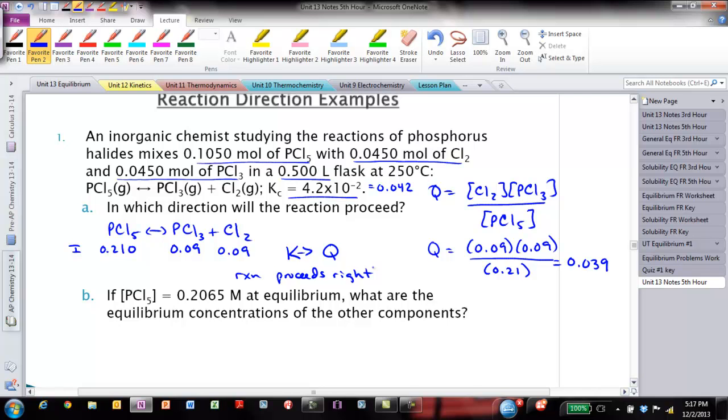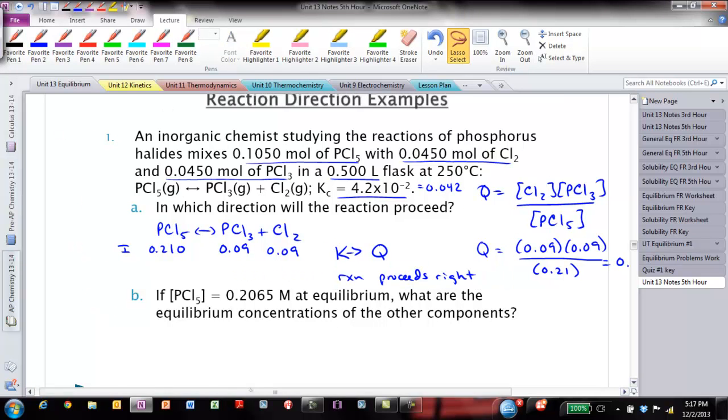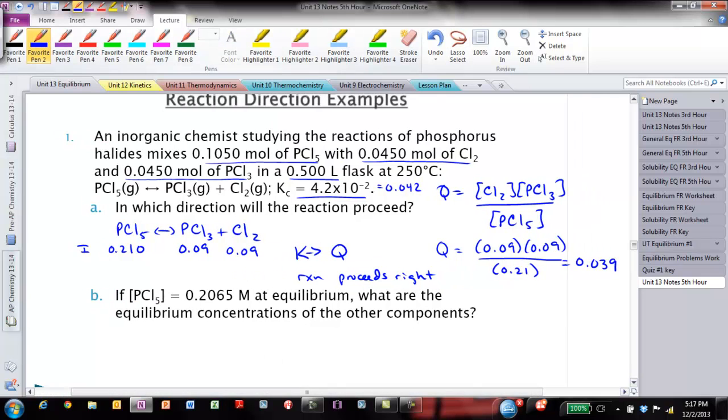Alright, so then the next question tells us if the PCl5 concentration is 0.2065 at equilibrium, what are the equilibrium concentrations of the other components? So again, given this information, we could have figured out that the reaction proceeds right without solving for what we just did, but they won't always give you that information. If you notice, the PCl5 concentration did drop from what it was, but we knew that the reaction was going right anyway.